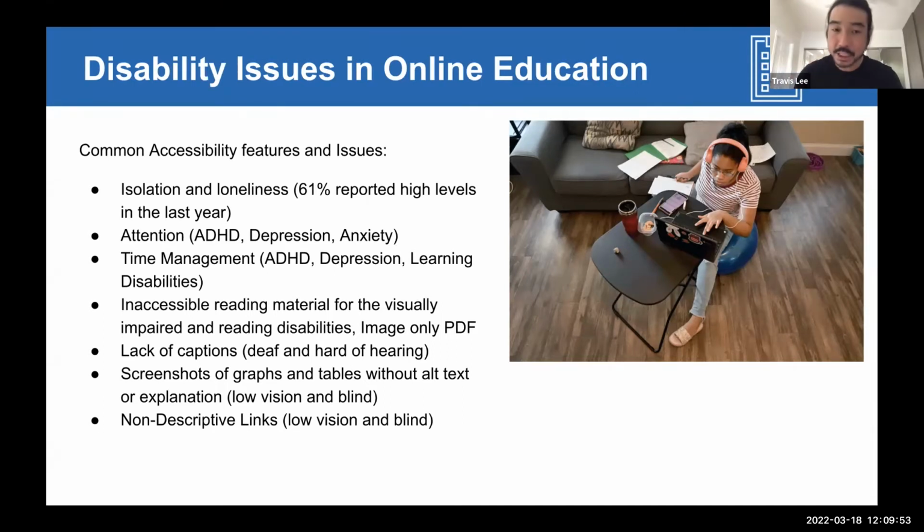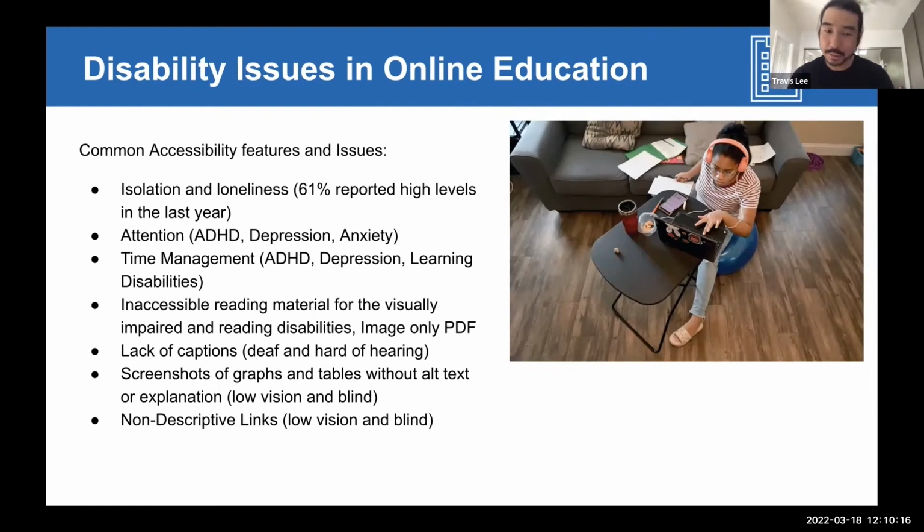We have time management. This is a major issue in online courses because you're not checking in with the student as often through discussion sections. In online courses, time management is up to the individual. This could be impactful for people with ADHD, learning disabilities, and depression. Then there's inaccessible reading material for the visually impaired or those with reading disabilities, like I said, the image-only PDF.